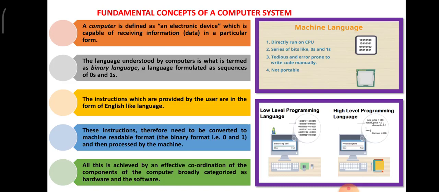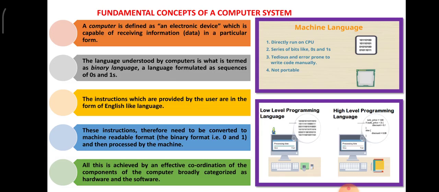Second point, the binary, the language understood by the computers, which is what is termed as binary language, a language formulated as a sequence of zeros and ones. For that I have given you an example of a bicycle. A bicycle has two wheels, so the language is formulated as a sequence of either zeros or ones.